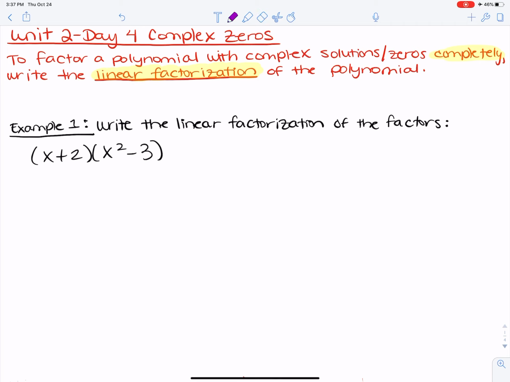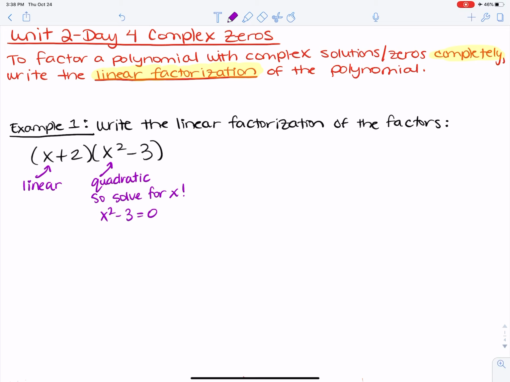So right now, it is factored as much as we can, but the linear factorization is where x is a linear variable. In other words, there is no power, or the power is 1. So for the first one, x plus 2, that's linear. But for the second one, x squared minus 3, that is quadratic, and that's a no-no. What we need to do is solve for x when we set it equal to 0.